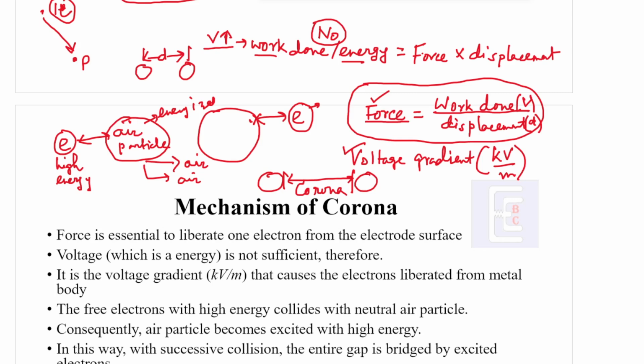So corona starts with an electron, at least one electron you will require. That electron will collide with one air molecule or air particle which is in a normal state. So that air molecule will be energized due to the high energy of the electron. From one excited electron we get two, then from 2 we get 4, from 4 we get 8. In this way this entire gap will be bridged by those excited electrons. And when the gap is filled by a sufficient number of electrons, those electrons can be seen altogether as a spark. That means the energy is converted to light energy. It is the spark.